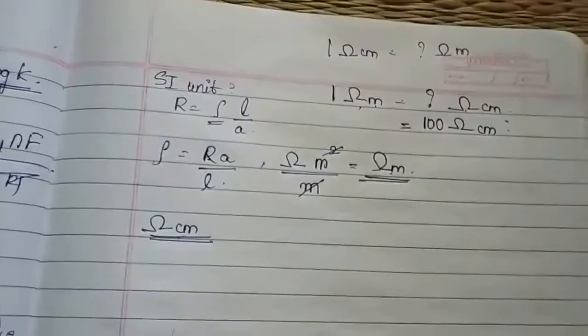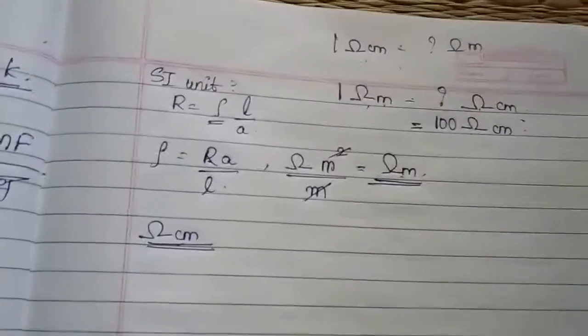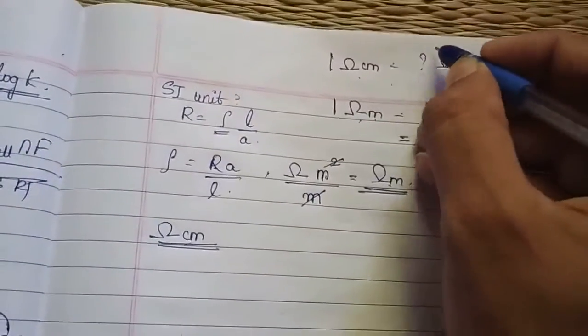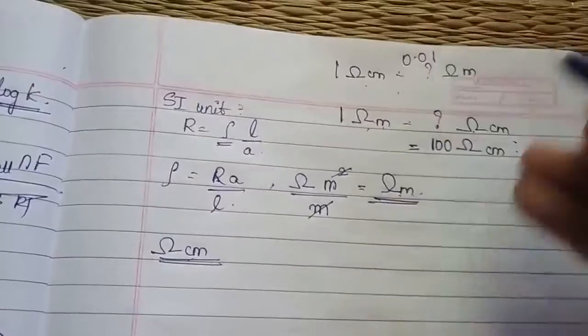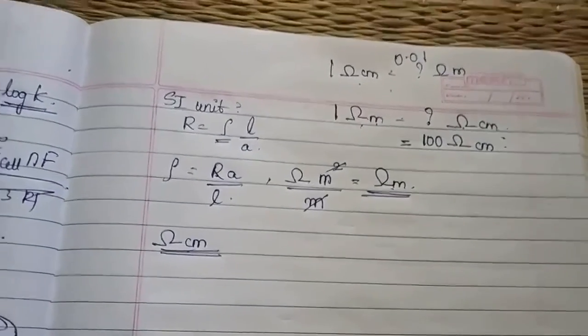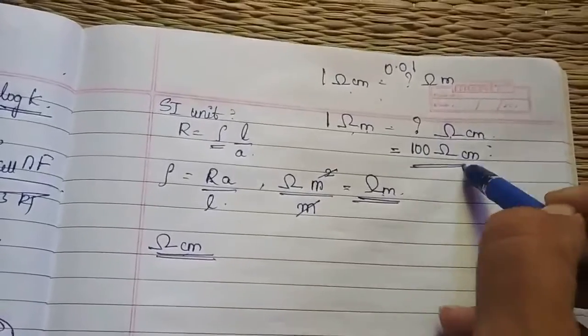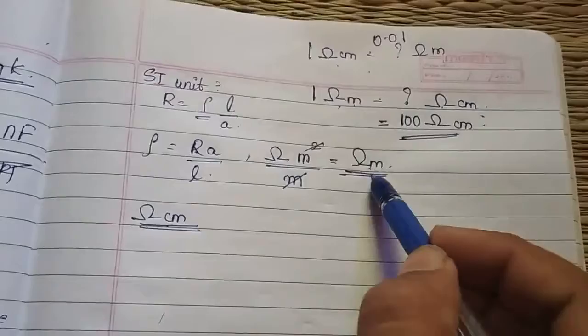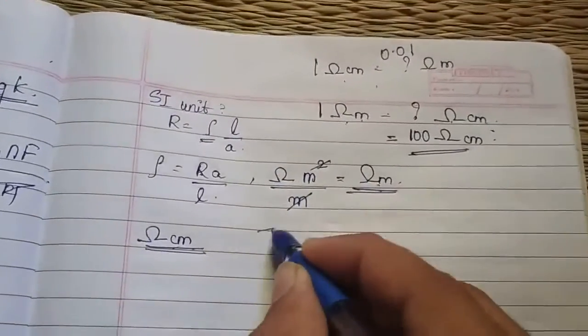What you can say? 1 centimeter is equals to how many meter? Yes, 10 to the power of minus 2. So 0.01 ohm meter. Are you getting my point? I'm only giving this in order to not confuse you, to make you understand, so that you remember that ohm meter and ohm centimeter are not equal.